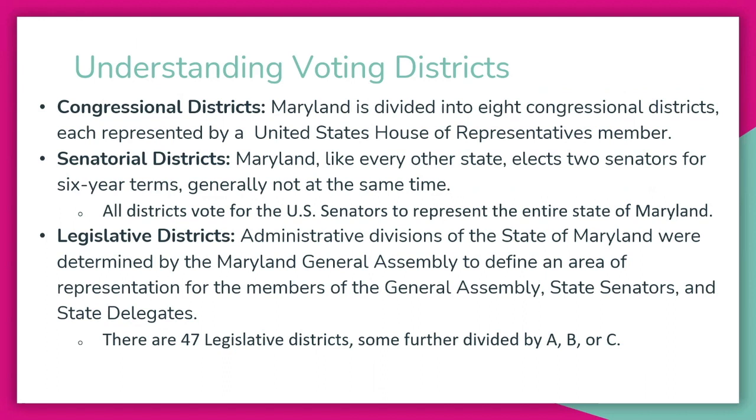It's worth noting that congressional and senatorial districts differ from legislative districts, which are administrative divisions of the state of Maryland created by the Maryland General Assembly to define an area of representation for the members of that assembly, which include our state senators and our state delegates. Maryland has 47 legislative districts. Some are even further divided by the letters A, B, or C.